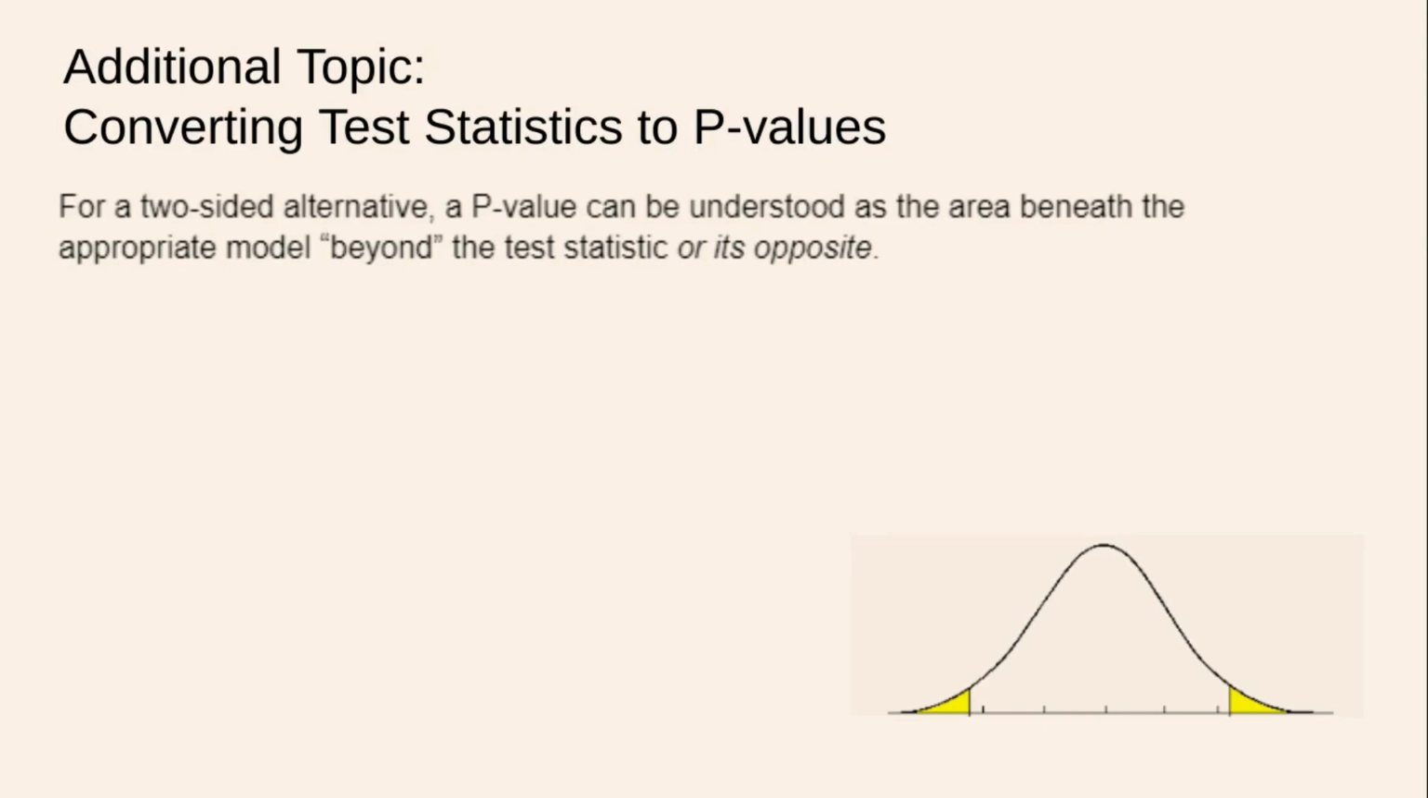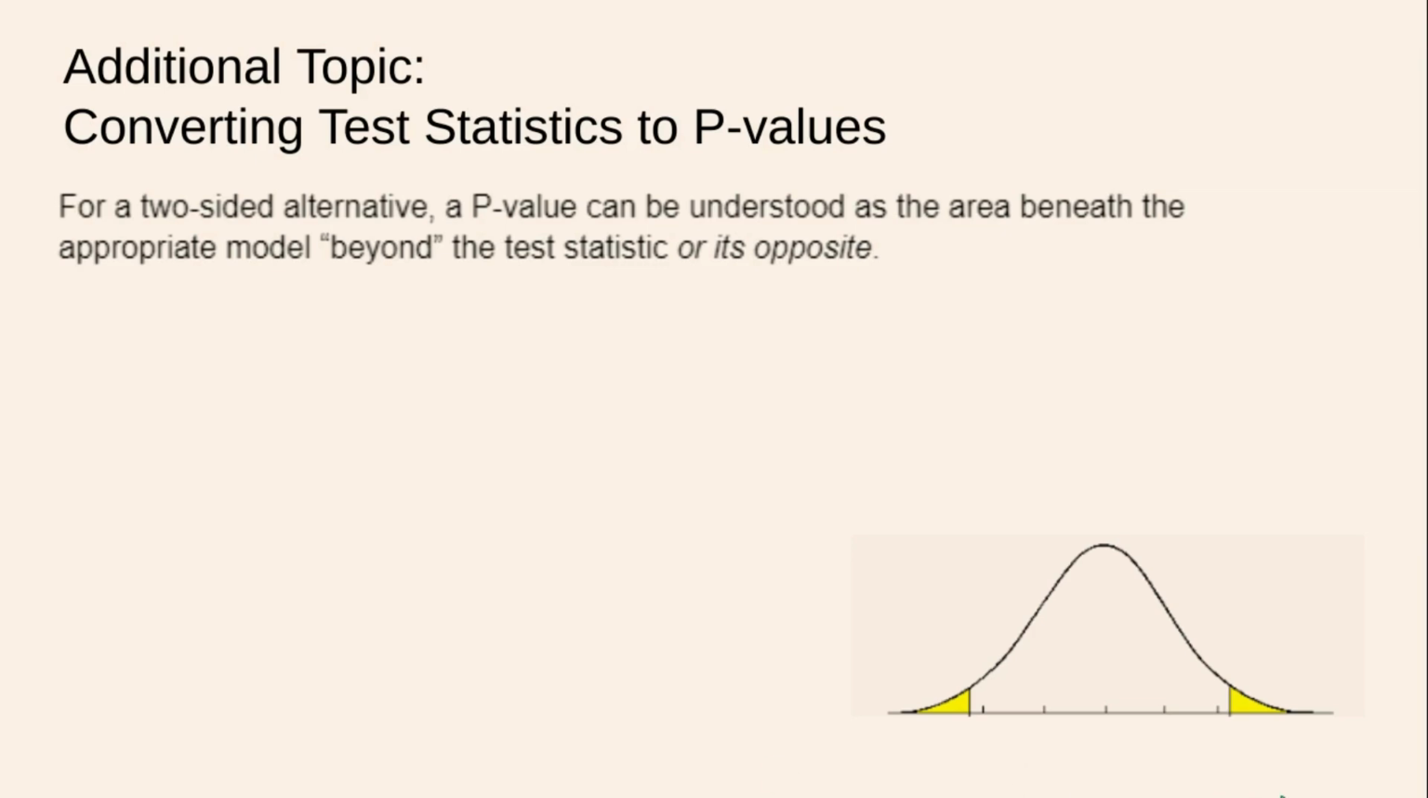For a two-sided alternative, the p-value can be understood as the area beneath the appropriate model beyond the test statistic or its opposite. And that is an important catch to two-sided alternatives, all right? So a p-value for a two-sided alternative is the area beneath the appropriate model, in this case the normal model, beyond the test statistic or its opposite.